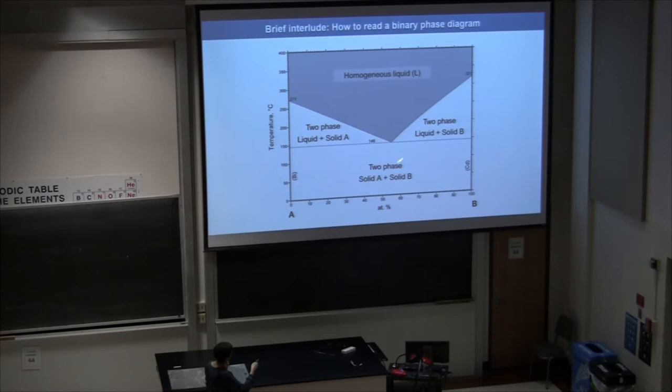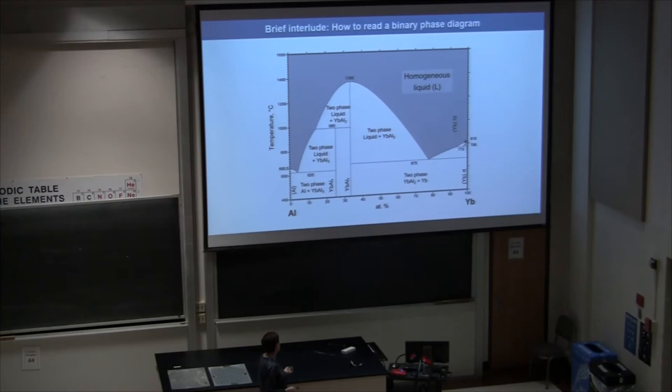Down here is the phase where everything is solid. So in this binary phase diagram, there's no ordered compounds between bismuth and cadmium, which would be represented by a vertical line. And so we have two distinct solid phases. They don't actually form any ordered compounds. Okay, so that's a boring phase diagram.